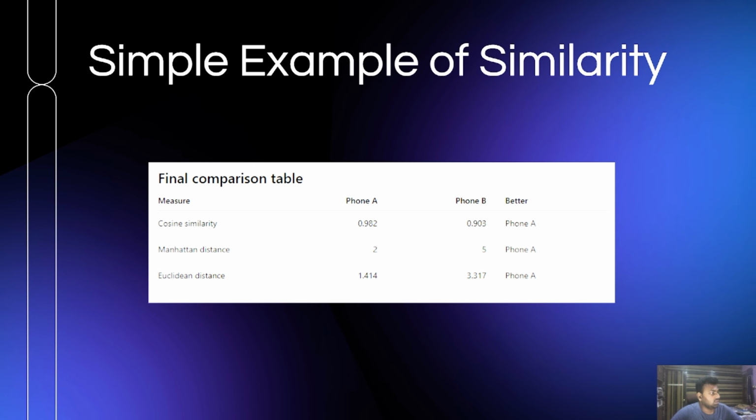Here we can see cosine similarity has given 0.982 and 0.903. In only cosine similarity, the higher the value, the more similar, but in the other two cases, the lower the value, the more similar. Phone A, phone A, phone A.